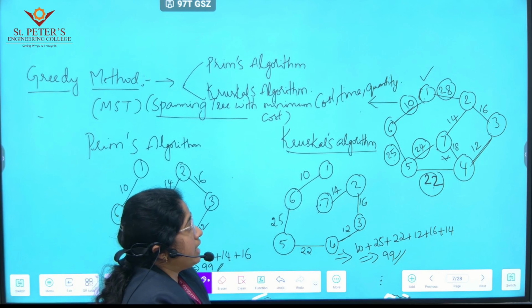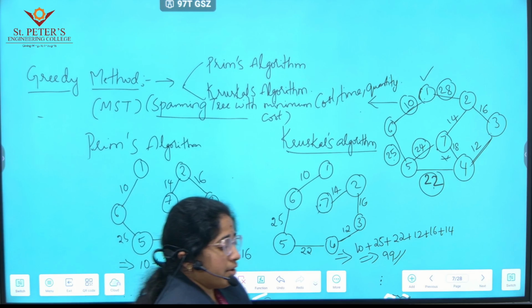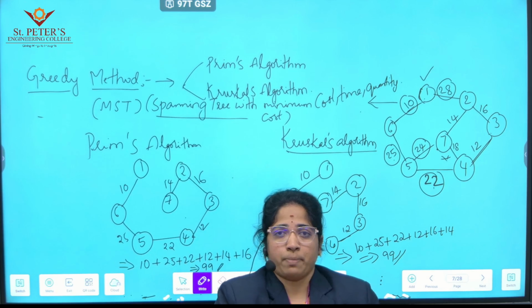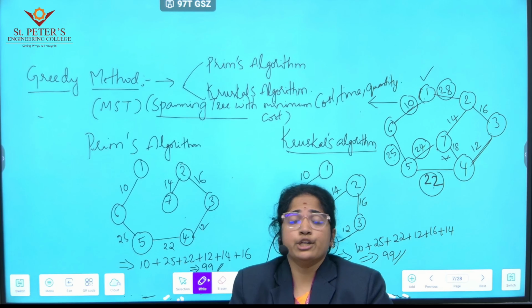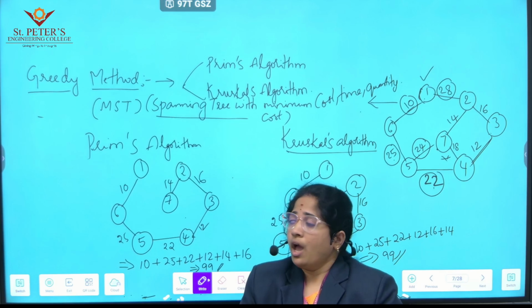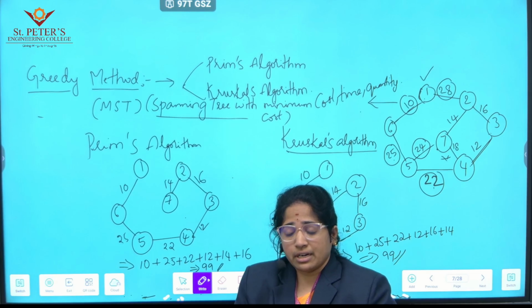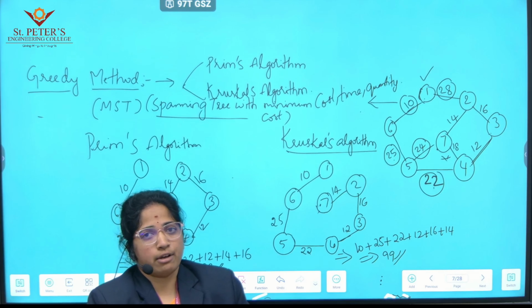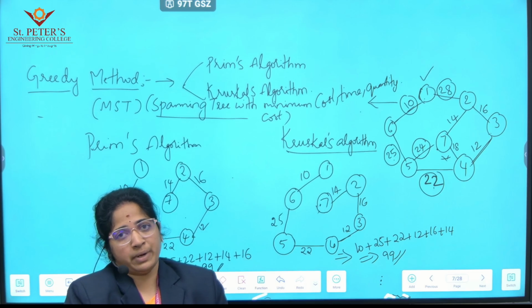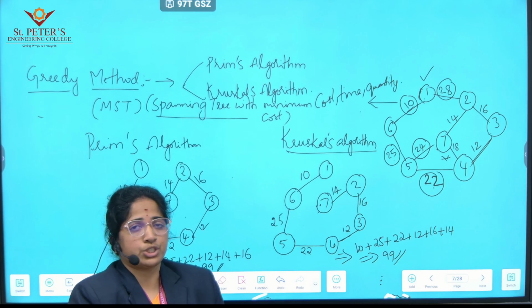The final conclusion is, whenever we are going to draw a minimum cost spanning tree, we need to pick the minimum cost edge and it should not form any loop. For finding this minimum cost spanning tree, we have two algorithms. The first one is Prim's algorithm and the second one is Kruskal's algorithm.